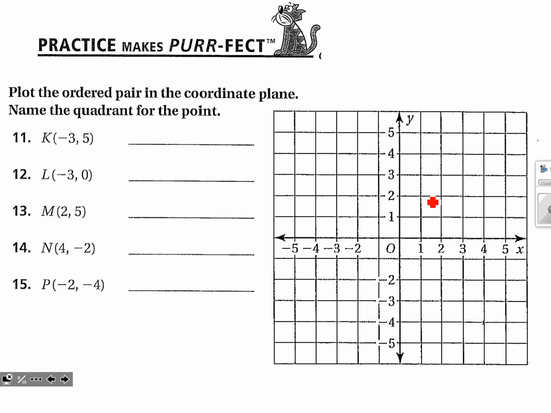Now for number 11 through 15, these are the instructions. Plot the ordered pair in the coordinate plane. Name the quadrant of the points or the axes. So to help you guys out, again, this is the y-axis. This is the x-axis. Please pause now and answer these problems.